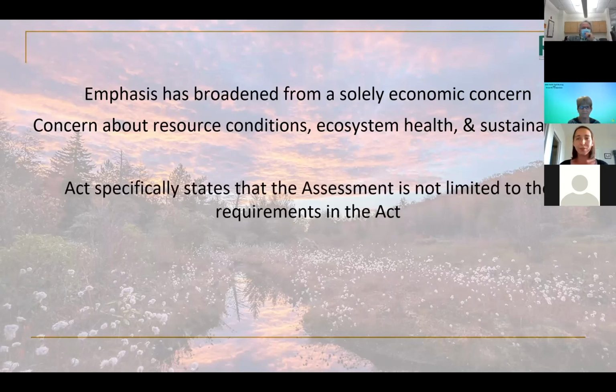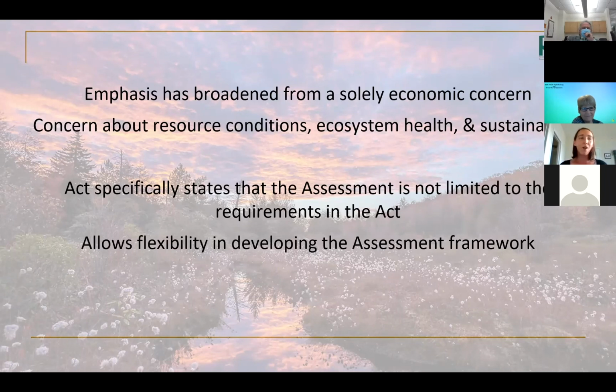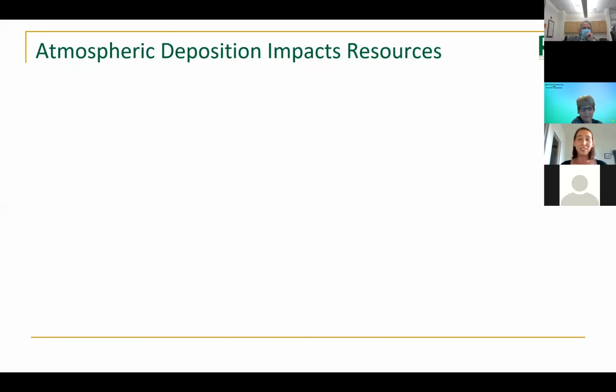This broader scope is very much permitted right in the Act. The Act specifically states that the assessment that we do is not limited to the requirements listed there, but rather to be a bit more flexible in order to capture all of the factors that affect our natural resources and our renewable resources that we have in our forested and rangeland ecosystems. And so, as I think we all know here, and we've all seen, air quality and atmospheric deposition does impact those resources.